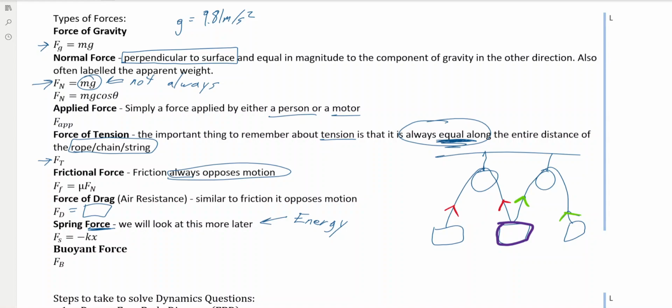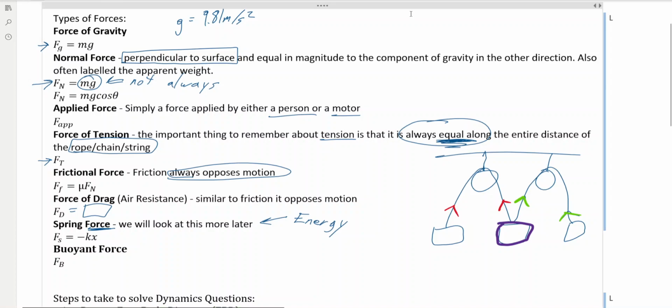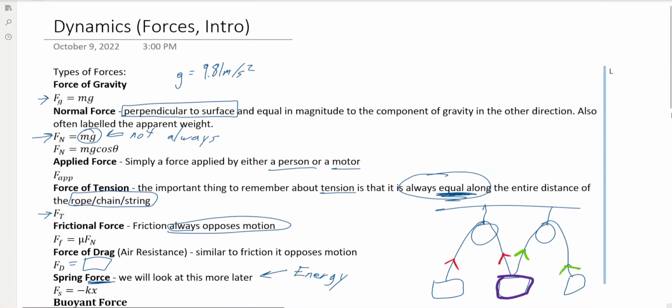Okay, and we'll look at it also more in the unit when we talk about pendulums and waves, so simple harmonic motion, that sort of stuff. We'll talk about that a little bit more later. And buoyant force in water, pulling up. Okay, so those are all the different types of forces.